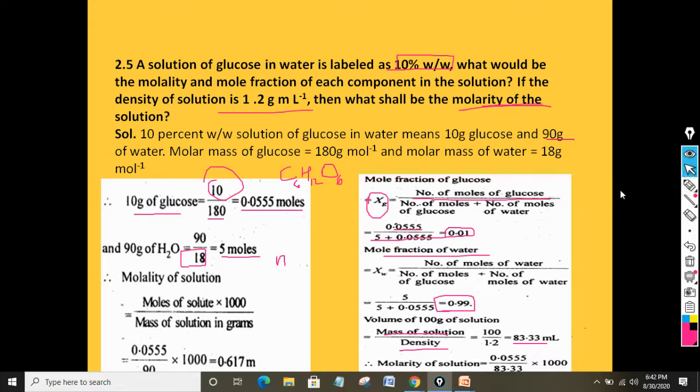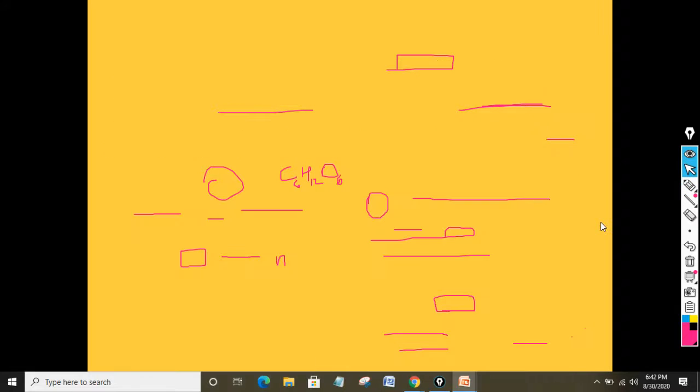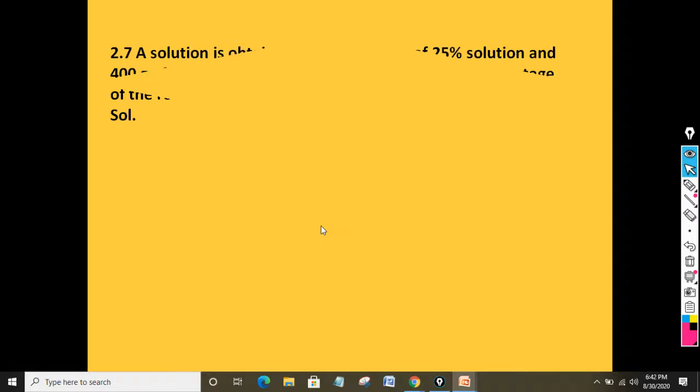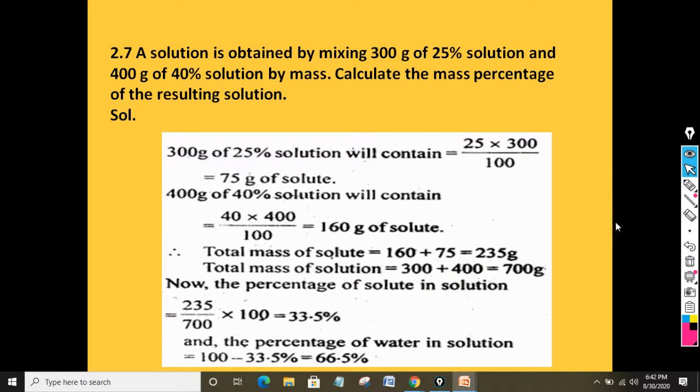Okay, for the next question, we have question number 2.7, which says a solution is obtained by mixing 300 grams of 25% solution and 400 grams of 40% solution. So two solutions are given. First, 300 grams of 25% solution, which means 25 upon 100 into 300. 75 grams solute is there.